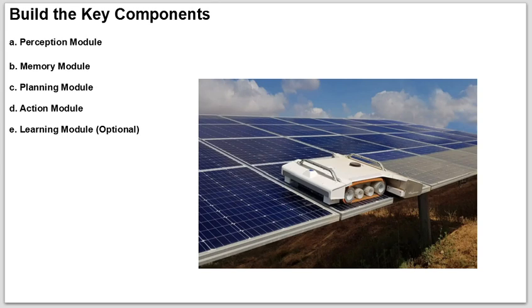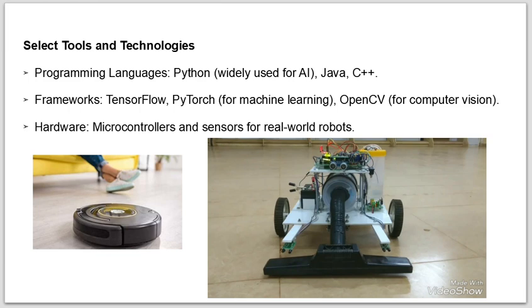Then the learning module, which enables the agent to improve over time by learning from data or interactions. This includes techniques like supervised learning, reinforcement learning, and unsupervised learning. Example, over time, the robot learns which areas of the house tend to get dirtier and prioritizes those areas during the cleaning.